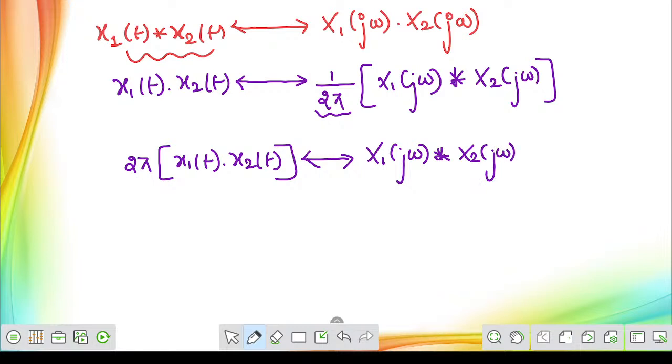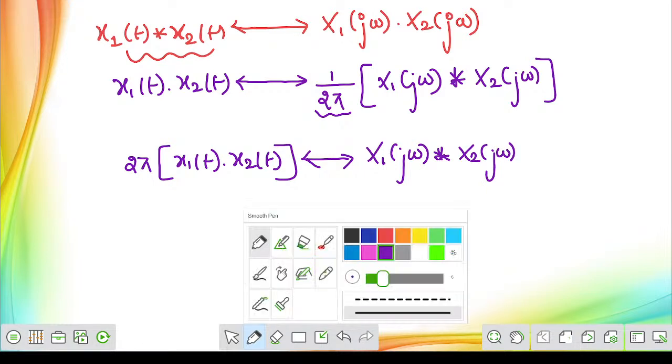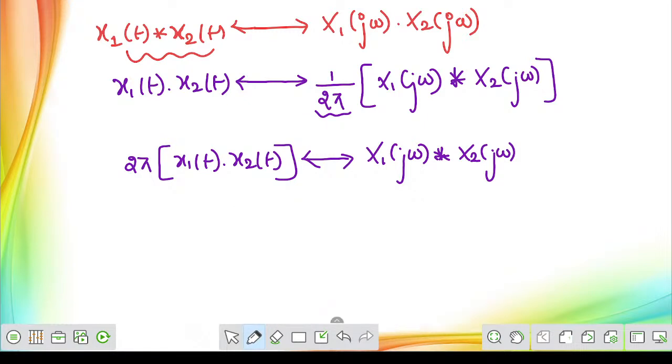Suppose, what is another most important thing that you must observe here: I am writing everything in the omega domain. If the convolution is given in the f domain, then this factor 2 pi will not come. If it is written as x1 of f convolved with x2 of f, in that case the factor 2 pi will not come.